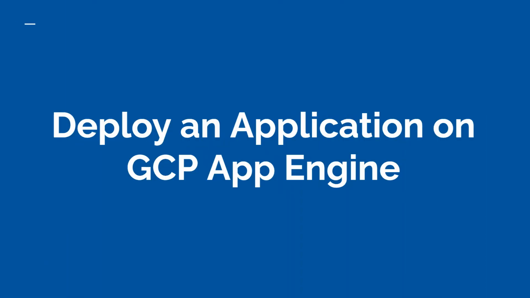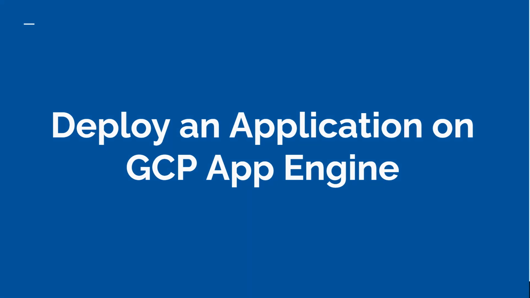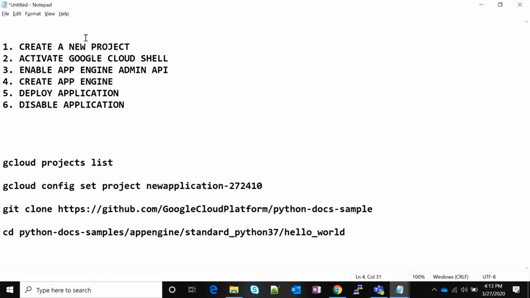Now let us deploy an application on GCP App Engine. Before we go on to deploy an application, there are some high-level prerequisites that need to be followed. First, create a new project, activate Google Cloud Shell, enable App Engine Admin API, create App Engine, deploy application, and finally disable application. So let's go to the console and create a new project.